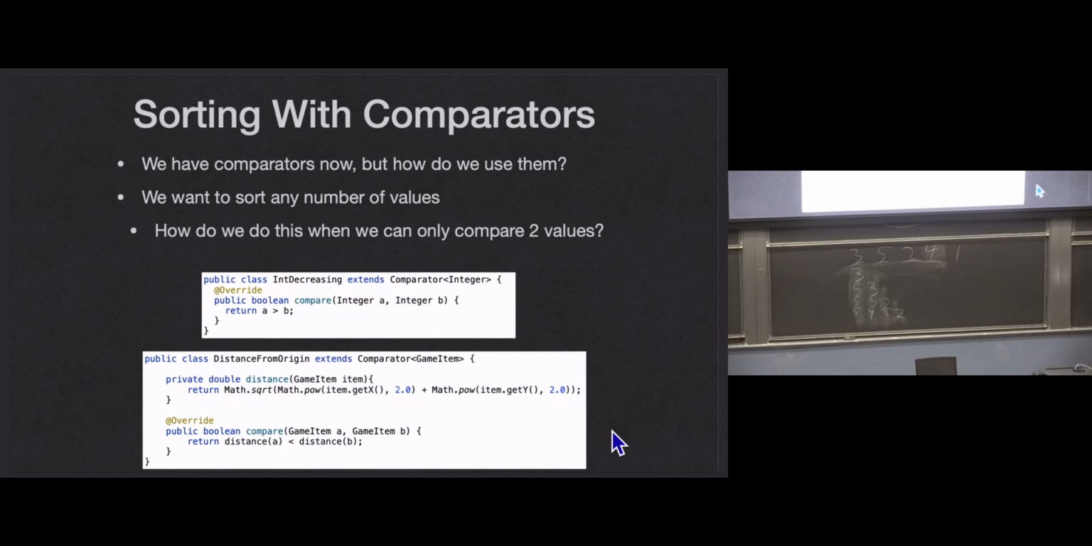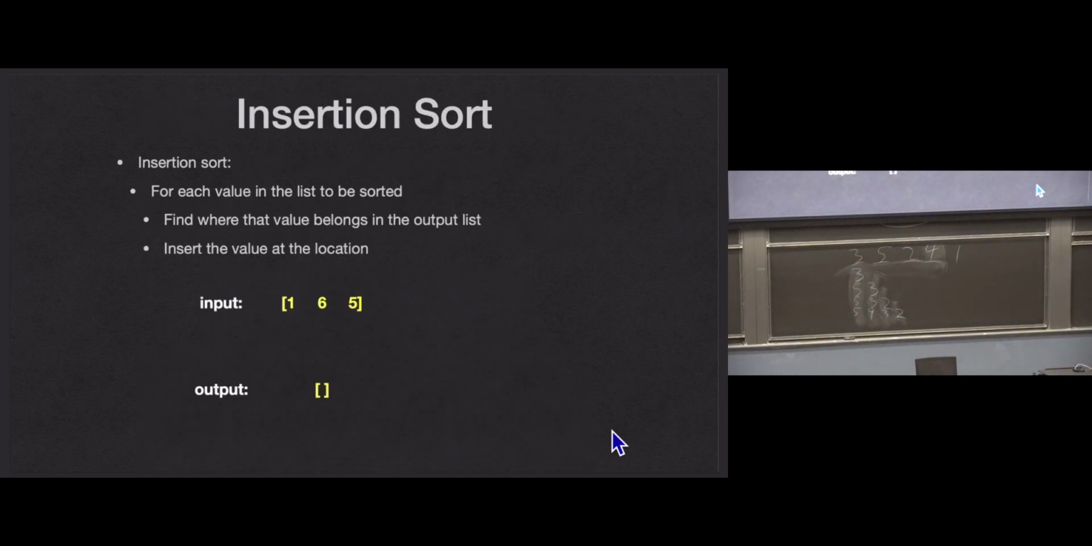Okay. I have a question for you. How the hell do we sort with this? We have this comparator, but it only compares 2 things. How do I use a comparator that compares 2 things and use it to sort a data structure that can have any number of elements in it? I might have a data structure with 1,000,000 elements, and you gave me a comparator that takes 2 things and returns true or false. How am I going to use that to actually sort?